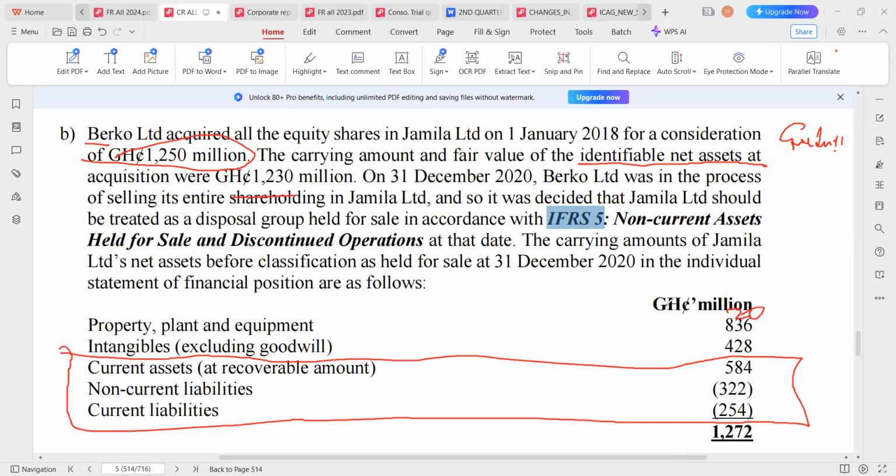On 30th of December 2020, Beacon was in the process of selling its entire shareholding in Jamila. So it decided that Jamila should be treated as a disposal group in accordance with IFRS 5. These are the assets they have here. I am only going to read how I can massage PPE and intangible assets. I will maintain these figures here.